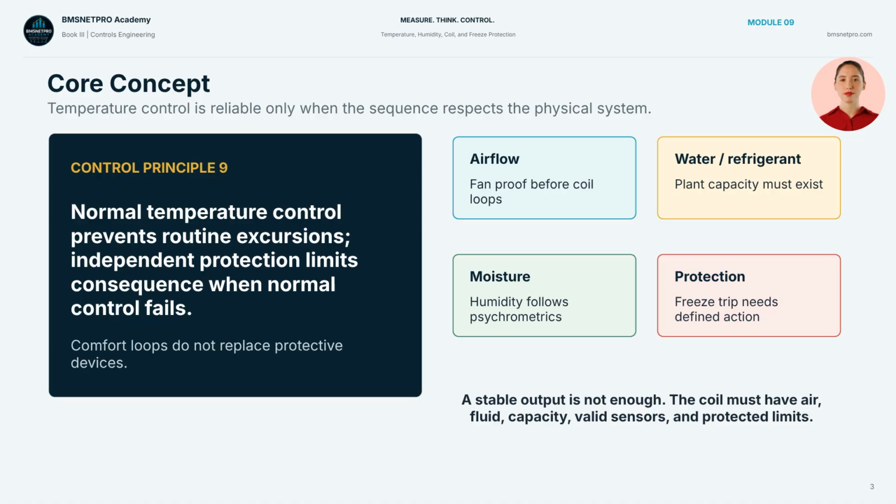The core concept is that temperature control is not just a PID loop. The coil must have airflow. The plant must provide heating or cooling, sensors must be valid, and protective limits must remain active. Normal control prevents routine excursions. Independent protection limits the consequence when normal control fails. A comfort loop is not a replacement for freeze protection.